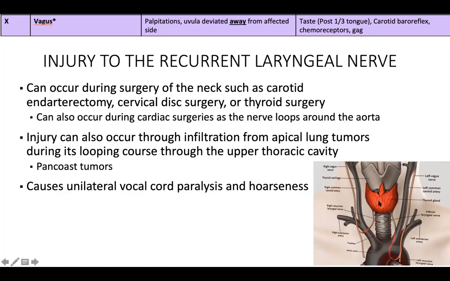So you can see how close it is to the thyroid, and it's looping right here as we get to the carotid. So it could be cut, and that would be bad because then the patient is going to either not be able to speak, or they're going to have a hoarse voice for the rest of their life, and then they'll sue. So bad day. It can also occur not from a surgeon cutting it, but from infiltration of an apical lung tumor, so a Pancoast tumor.